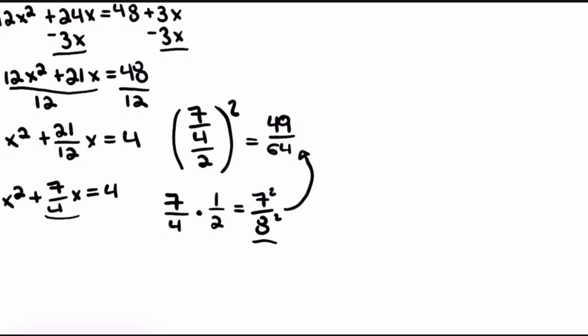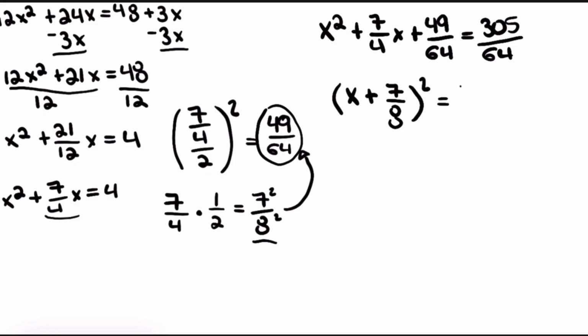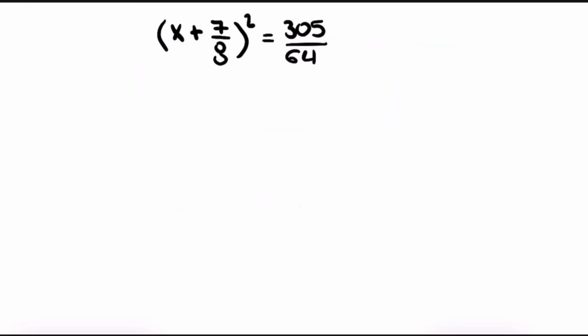Okay, so I want you to keep in mind this number, 7 over 8, and also keep in mind this number. So now that we found our number, we're going to add it to both sides. And now this will create a perfect square trinomial, which factors into x plus 7 over 8 squared equals 305 over 64. So now that we have this, I'm going to clear up the page so it's much better.